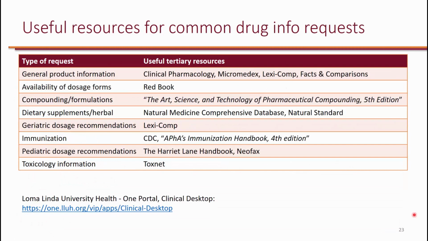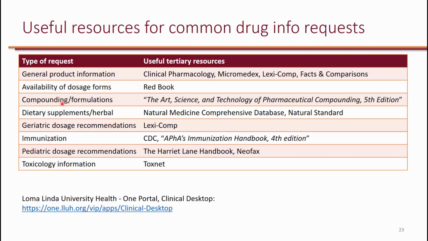Now, there are a lot of useful tertiary resources out there. I have listed here just a few that are most commonly used. So for general drug information, we can use drug databases like Clinical Pharmacology, Micromedex, Lexicomp, and Facts and Comparisons, and I'll show you how to access these. For availability of dosage forms, you can use the Red Book, which is available on Micromedex.